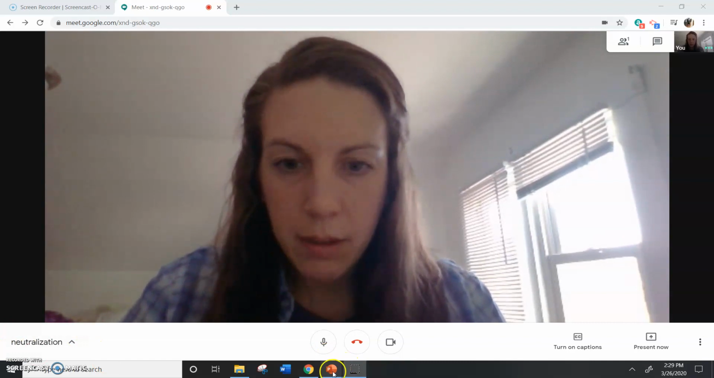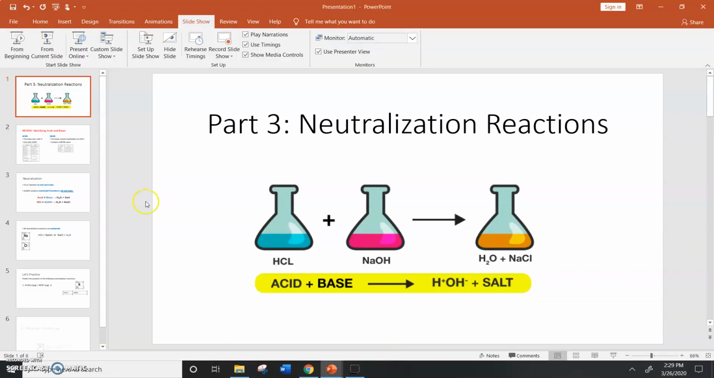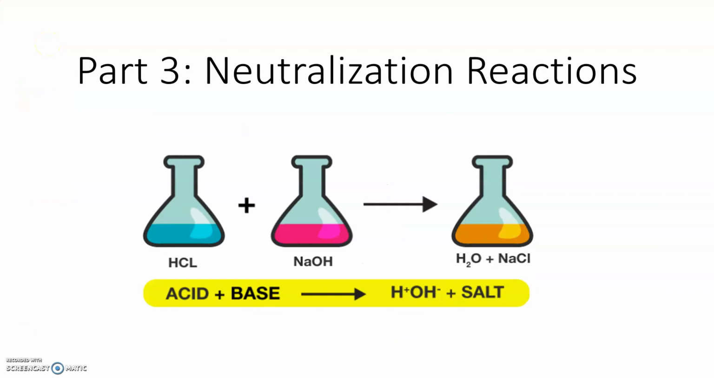All right, let me pull up my PowerPoint here. Okay. All right, so the basic premise of a neutralization reaction is pretty darn straightforward. You take something, an acid, something with a relatively low pH less than 7, and you react it with a base, something with a relatively high pH, greater than 7.